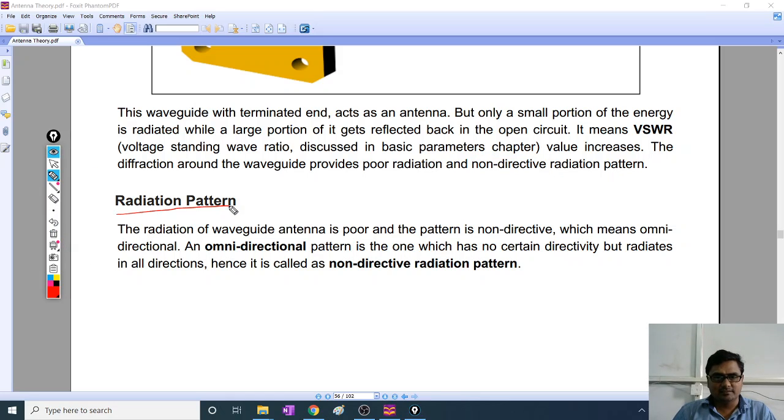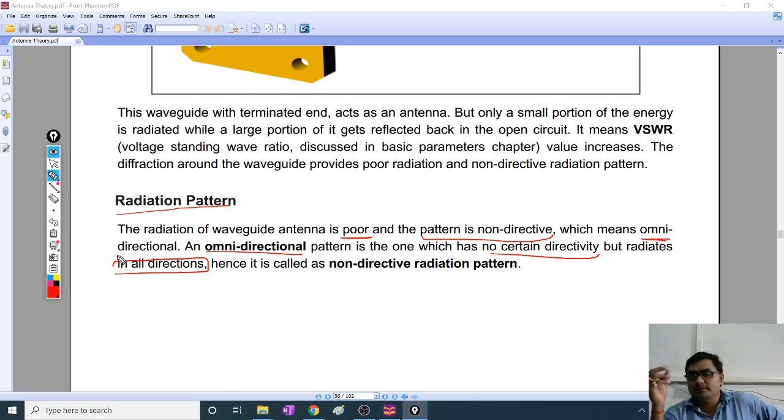Yes, things are written here. Look at this, under the title radiation pattern: the radiation of a waveguide antenna is poor. Obviously radiation is poor, and the pattern is non-directive. Now, what does non-directive pattern mean? Non-directive means omnidirectional, which has no certain directivity and radiates in all directions. Now I am not referring to it only as a waveguide, I am calling it a waveguide antenna because we have included it in the types of antennas. So it has a non-directive, or omnidirectional, radiation pattern.